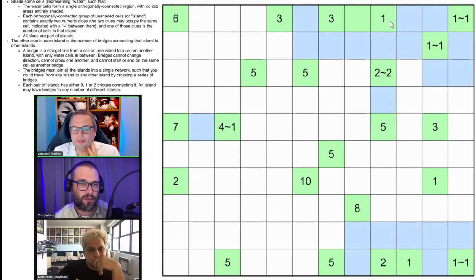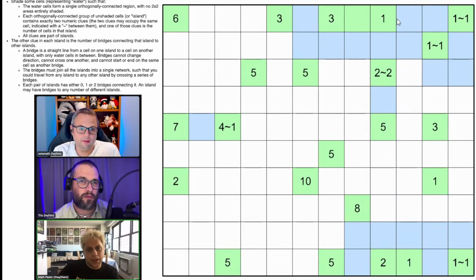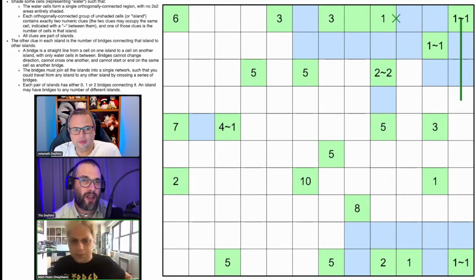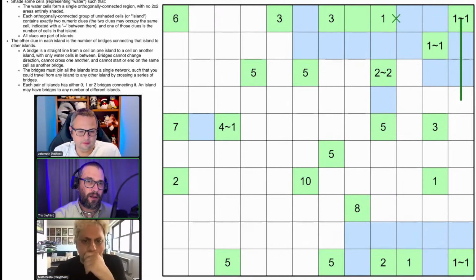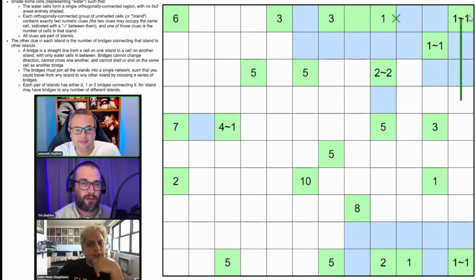So I guess one thing that does tell you is that this definitely doesn't connect horizontally, because if it connected horizontally, it would connect to the 1-1, and that would not work. So we could start to build a bridge going south from the 1-1 clue at the top. So this one definitely goes at least that far. And there must be an intervening island in that right column. So there's an island eventually.